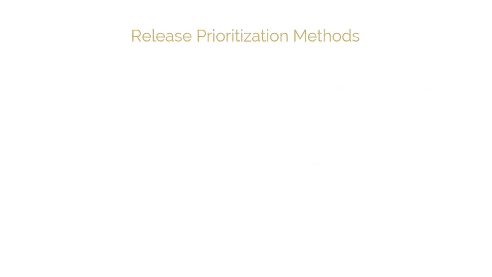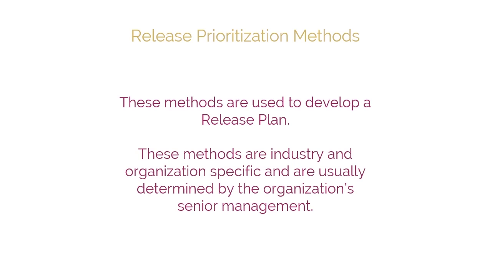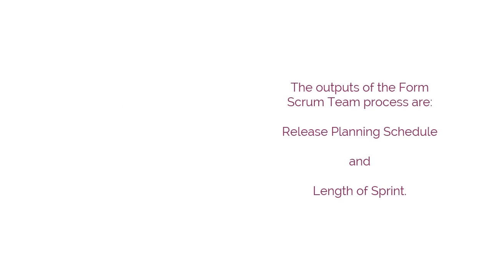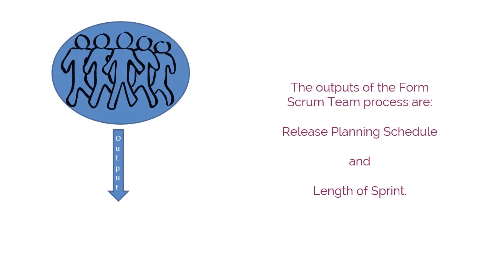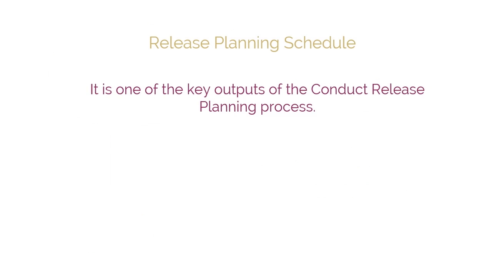Release Prioritization Methods. Release prioritization methods are used to develop a release plan. These methods are industry and organization specific and are usually determined by the organization's senior management. The outputs of the Form Scrum Team process are release planning schedule and length of sprint. Release planning schedule. A release planning schedule is one of the key outputs of the conduct release planning process.